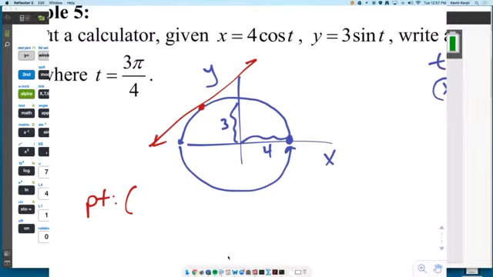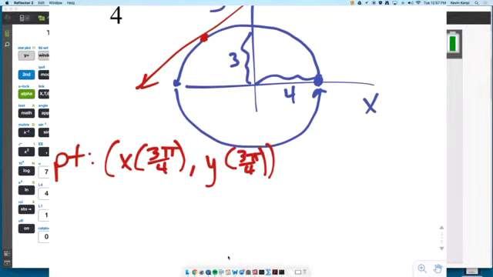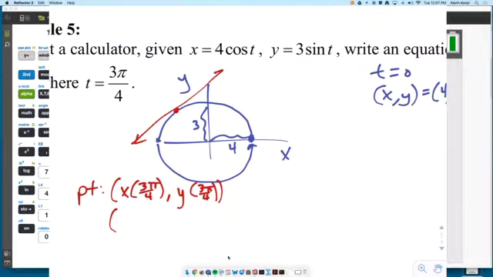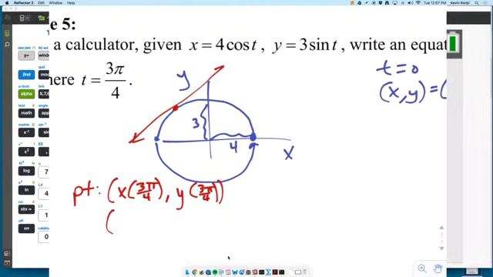The point is going to be x of 3 pi fourths, comma, y of 3 pi fourths. We just got to find both of them separately now. So what would be the x coordinate? Cosine of 3 pi fourths is negative square root of 2 over 2 times 4 is negative 2 square root of 2. And then sine of 3 pi fourths is positive square root of 2 over 2. So you get 3 square root of 2 over 2. So as you can see right there, we are in quadrant 2. We're left and up.